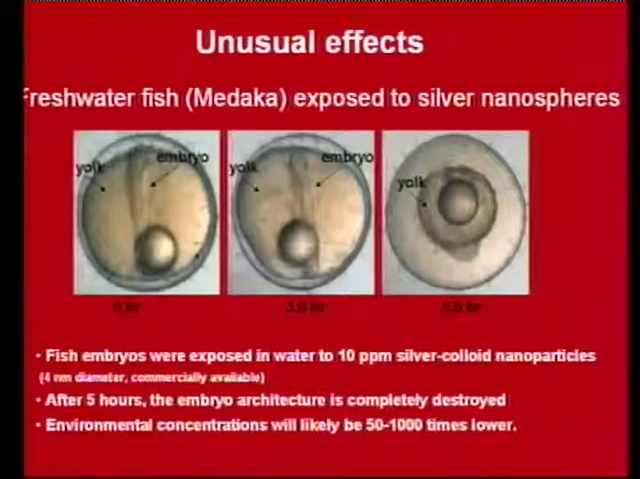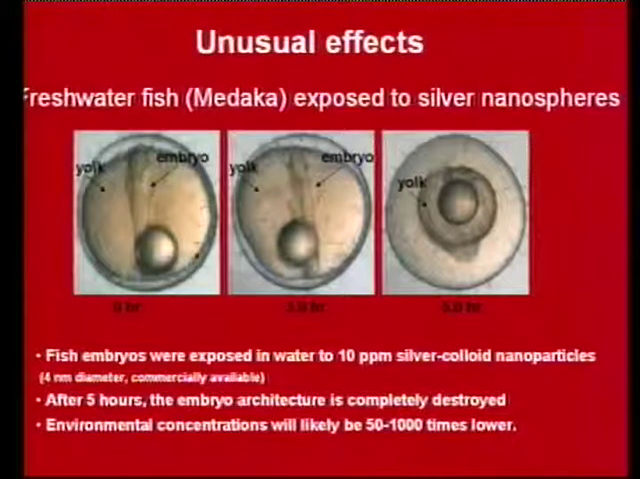So unexpected finding there. And lastly, I'm just going to mention some unusual effects we've seen in a freshwater fish model. So this is Medaka exposed to silver. Silver gets a lot of attention these days as antimicrobial agents and so forth. These are very small silver nanospheres, about 4 nanometers, I believe. And these are fish embryos. You can see the embryo developing right here, and here's the yolk. After 5 hours of exposure to silver colloid nanoparticles, you see that the embryo is basically disintegrated.